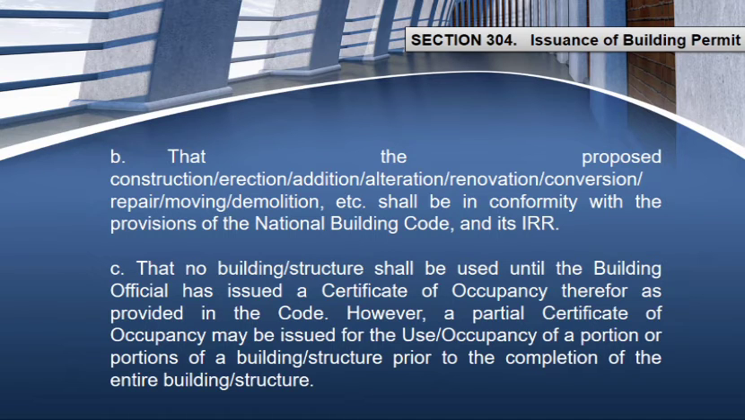Letter C. That no building or structure shall be used until the building official has issued a certificate of occupancy therefore as provided in the code. However, a partial certificate of occupancy may be issued for the use or occupancy of a portion or portions of a building or structure prior to the completion of the entire building or structure.